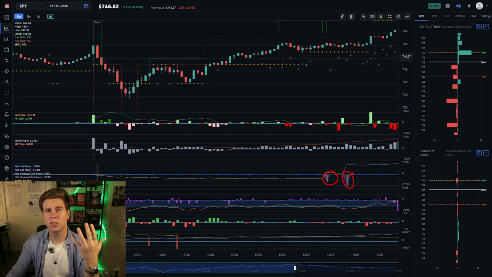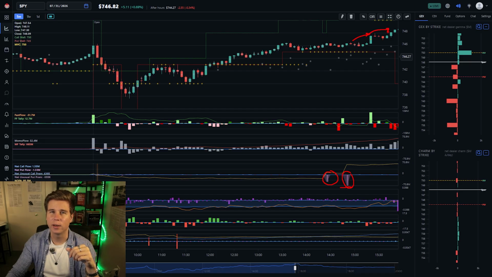Now, puts being sold is not as bullish as calls being bought. And this is a little bit later in the day, but this is a relatively medium-sized candle, especially for today. For this day, it dwarfs every other candle. And you see that it did eventually lead to this bullish move closer to end of day.